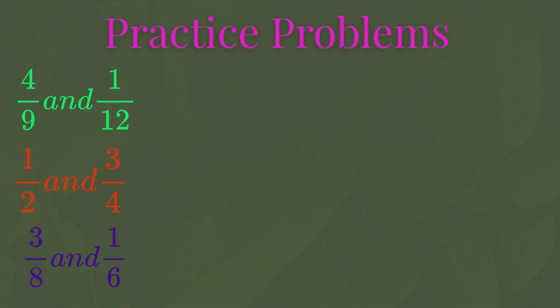It's practice time. So let's look at our fractions that we have. Our first set of fractions are 4/9 and 1/12. 9 and 12 are two different denominators, so we must look at multiples for 9 and 12 until we can find a common denominator. As I list my multiples of 9, my multiples are 9, 18, 27, 36, and 45. We're going to stop there.